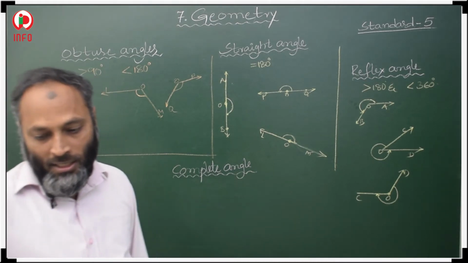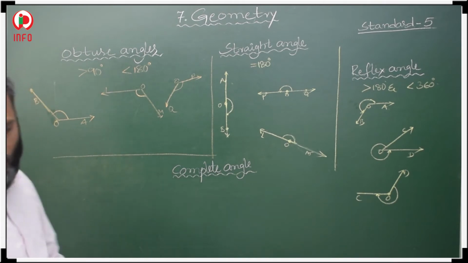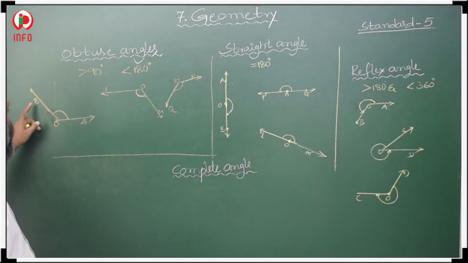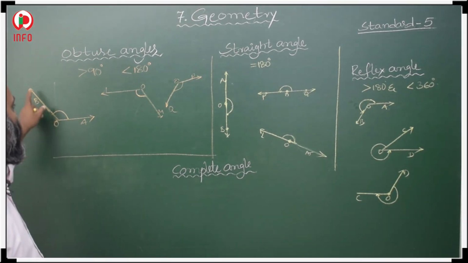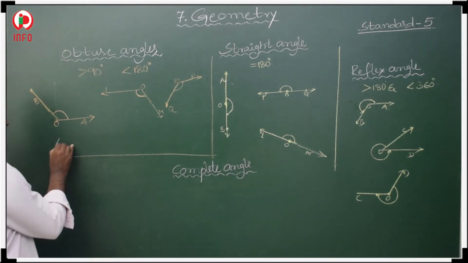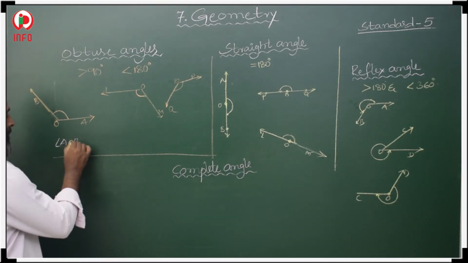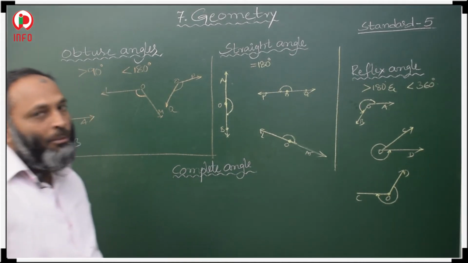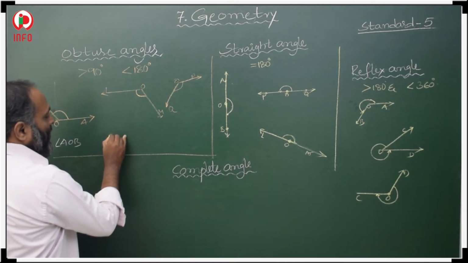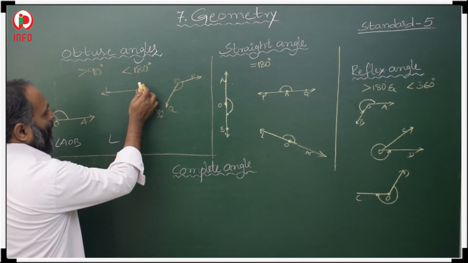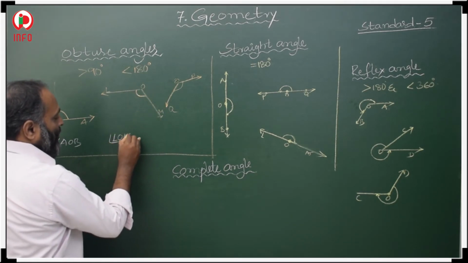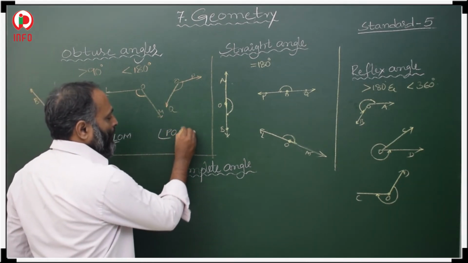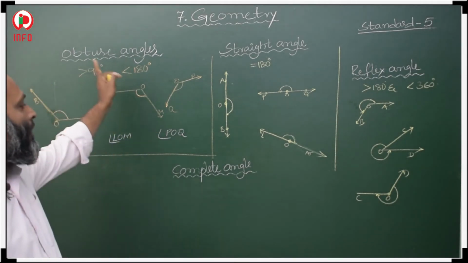Before that, remember one thing: how to represent an angle. Here we have BOA or AOB. The representation is angle AOB. We have to take the alphabet of the intersection point in the middle. AOB or BOA. This angle is angle LOM. This angle is angle POQ. All these angles are obtuse angles.